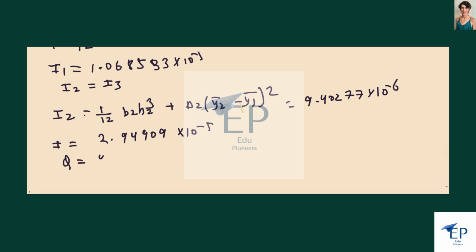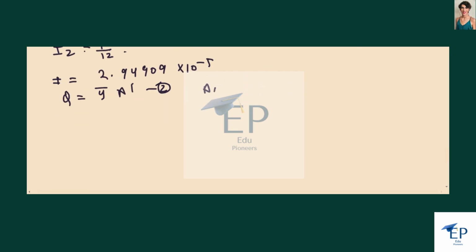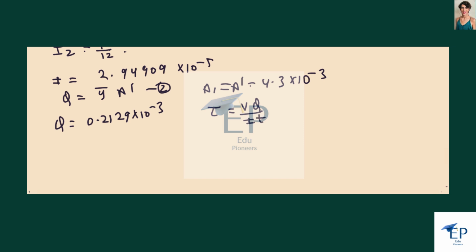Q equals y dash a dash 2. Calculate the value of a dash. A1 equals a dash, that equals 4.3 into 10 raised to power minus 3. So Q will be equal to what? 0.2129 into 10 raised to power minus 3. Tau equals VQ by IT. Putting the value, we get V equals 499 kilonewton.